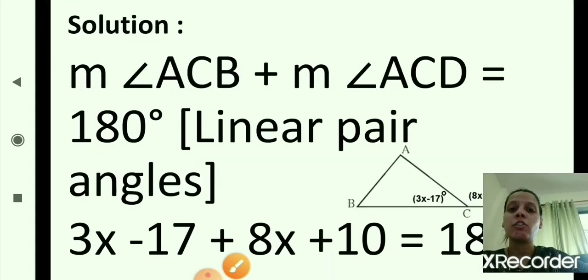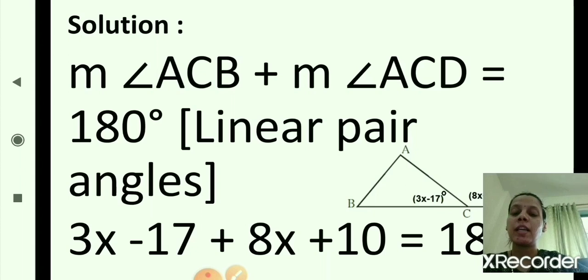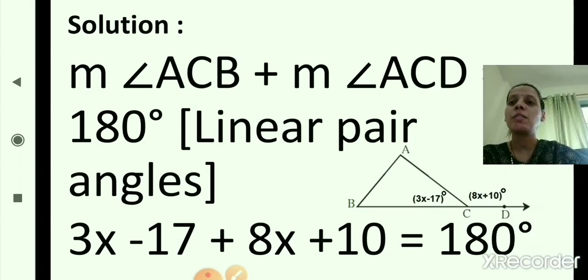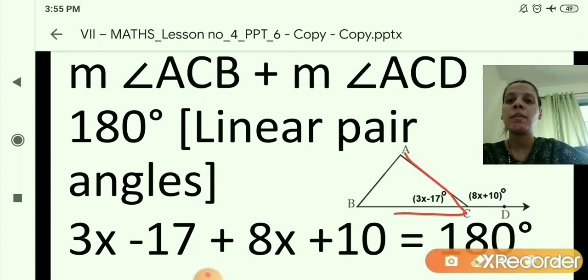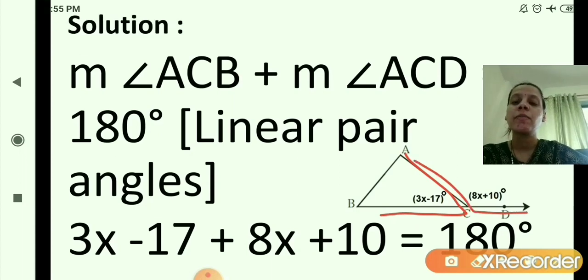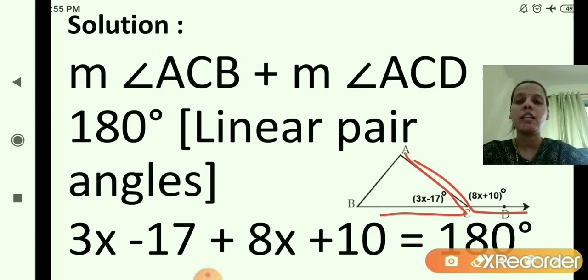In the solution you will write down: measure of angle ACB plus measure of angle ACD is equal to 180 degrees. Why have we written 180 degrees? Because angle ACB and angle ACD are angles in a linear pair, and angles in a linear pair measure 180 degrees. So angle ACB plus angle ACD is equal to 180 degrees.